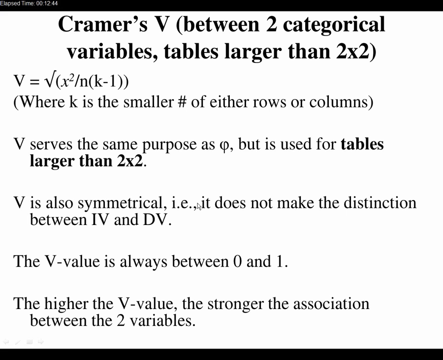Cramer's V is also symmetrical. That is, it does not make the distinction between the independent variable and the dependent variable. The V value is always between 0 and 1, just like phi, and the higher the V value, the stronger the association between the two variables.